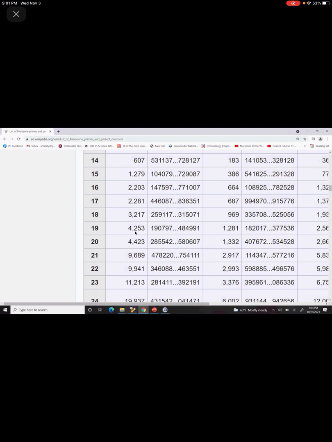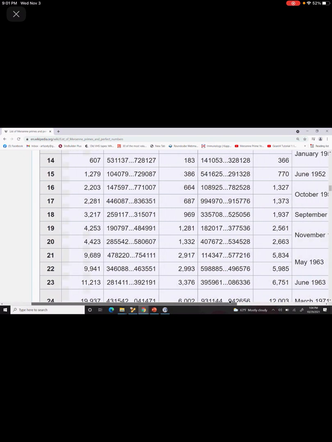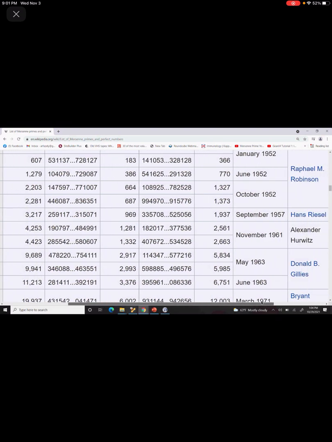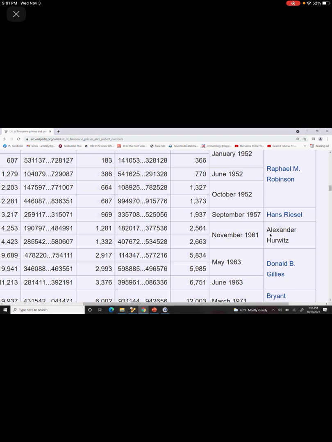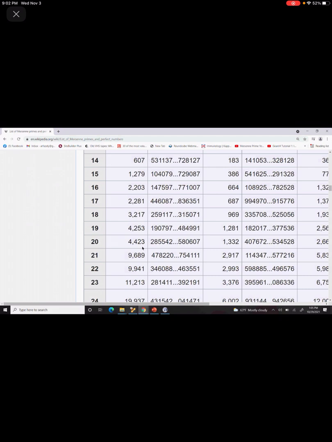Because this is a deliberate thing, and I will show you why, okay, in the second unit of this one. Why this is supposed to be actually 19. Why is it supposed to be over it is 19? Okay. And the interesting thing is that both of these numbers, 19 and 20, were discovered in November of 1961 by Alexander Horwitz. That's the discoverer of both of these numbers, 19 and 20. Okay.